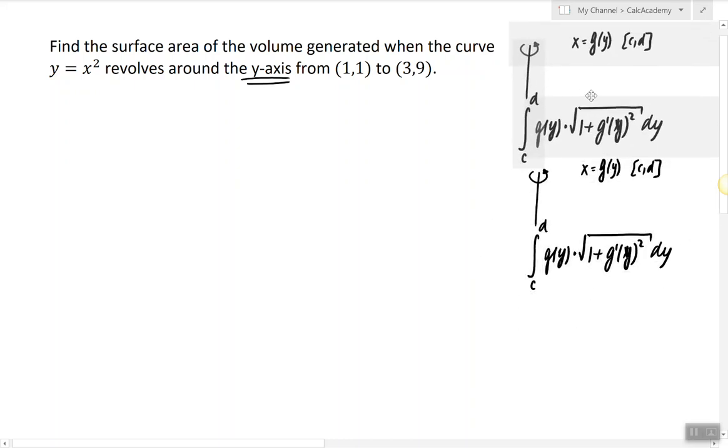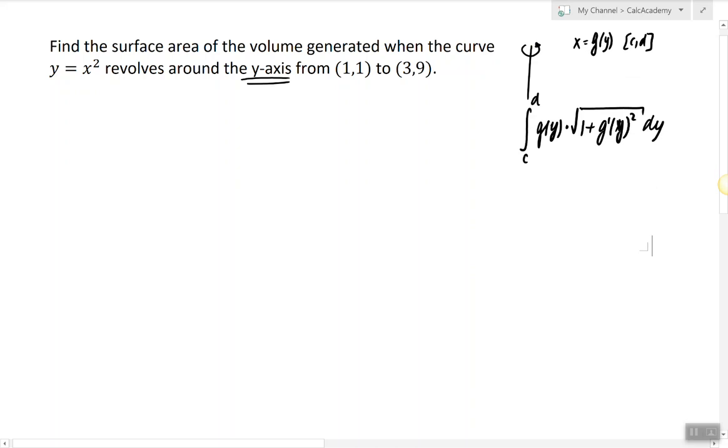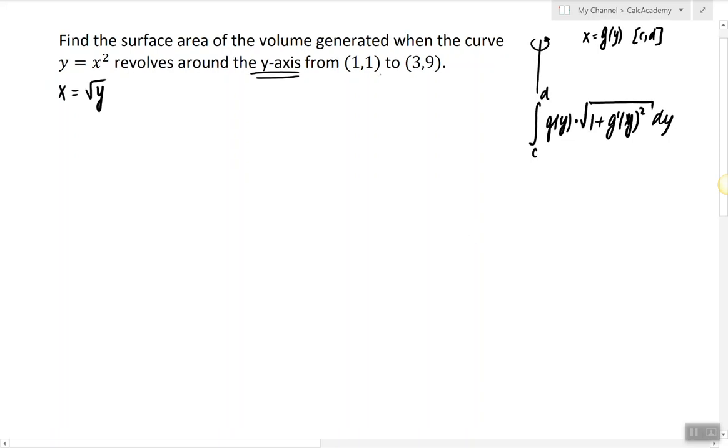That means whatever function we have, we have to rewrite it in terms of y. So y equals x squared means x is equal to the square root of y, and since we are in the first quadrant, we're choosing the positive radical here. So my function g of y is the square root of y.